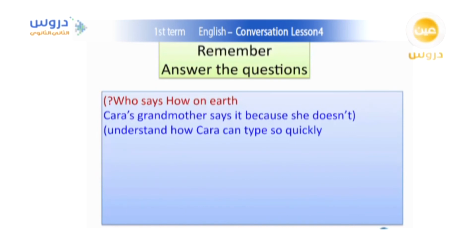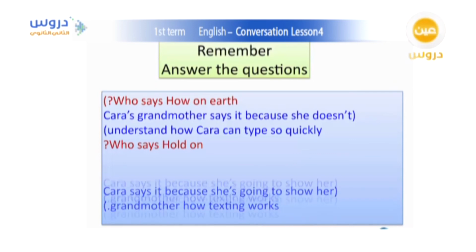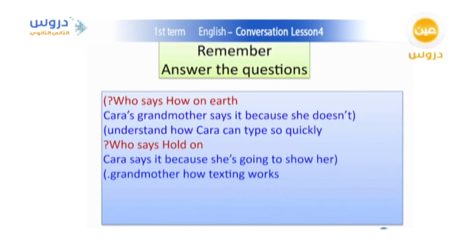Carla's grandmother says it because she does not understand how Carla can type so quickly. That's right. And now who said hold on? Abdurrahman said Kara. Walid also. All right, let's see now. Yes, Kara said this. Okay, Kara said this. Now, another one.